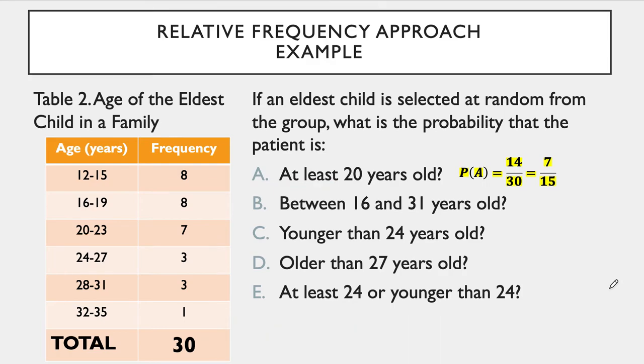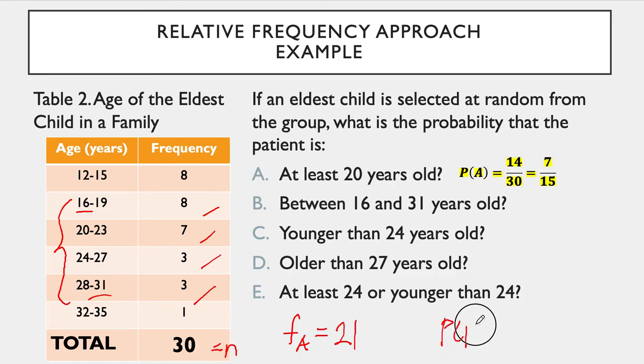Okay, for letter B, between 16 to 31 years old. We have 16 years old here and 31 years old here, so we highlight these parts and count our F sub A. So 8 plus 7 is 15, 15 plus 3 is 18, 18 plus 3 is 21. Then we end there. So it's 21, and this is our n as always. So the probability of getting event B is 21 over 30. We can divide this by 3. 21 divided by 3 is 7, 30 divided by 3 is 10. Hence our answer is 7 over 10.